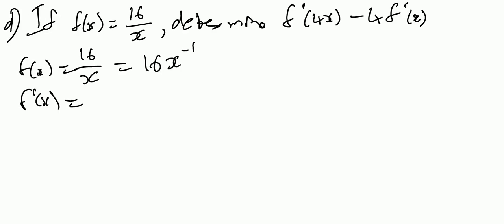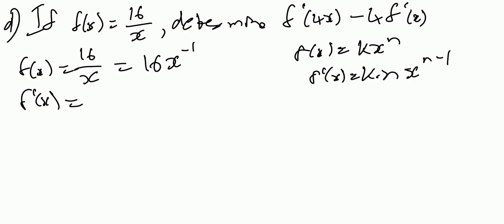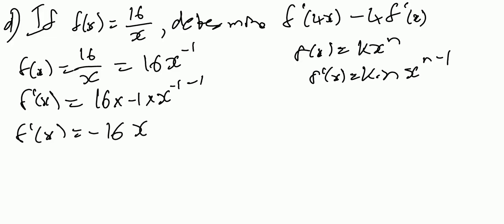So for our f prime x, remember we said f of x is equal to kx to the power n. F prime x will be k multiplied by n x to the power n minus 1. That means since our k in this case is 16, our n is minus 1, our f prime x will be 16 multiplied by minus 1 multiplied by x to the power minus 1 minus 1. We subtract 1. Then our f prime x is the same as minus 16 x to the power minus 2. So now we can determine what is required.